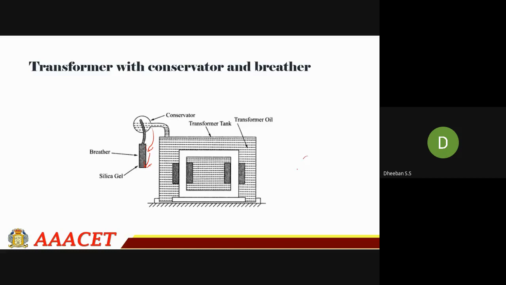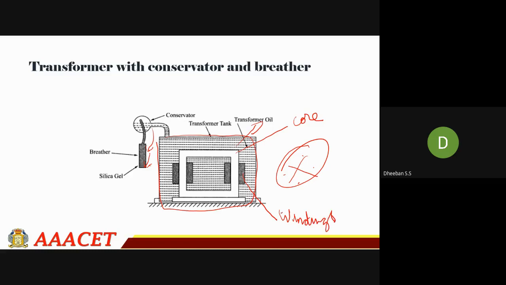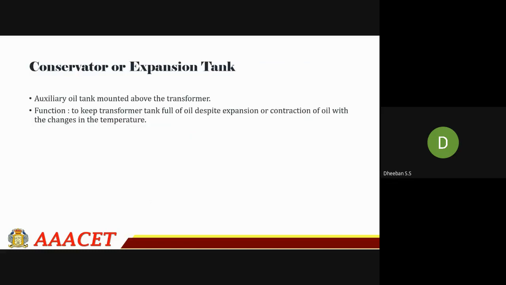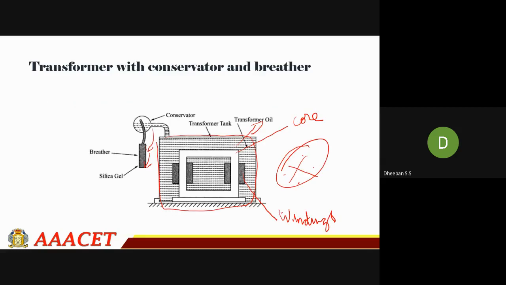So this is the main diagram regarding the construction of your transformer. Here you can see the tank. This tank will be filled with oil, transformer oil, and here this is your core, and this is your windings. The conservator or expansion tank is mounted above the transformer.